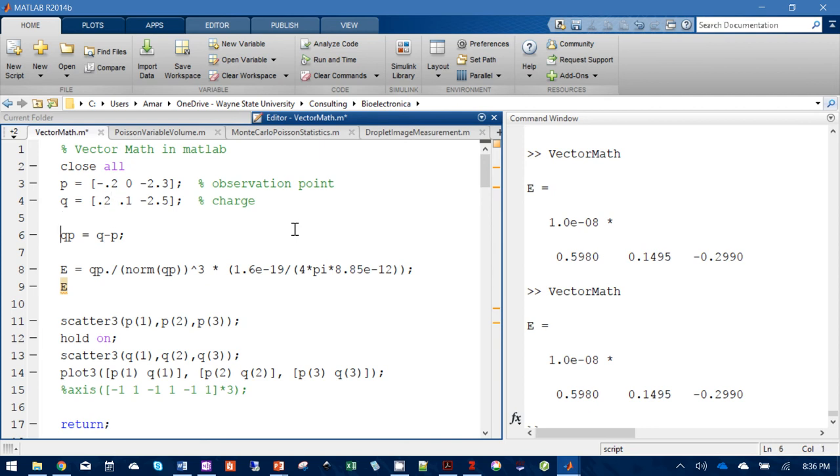QP, that vector that we have to calculate, should be P minus Q. So that vector QP is equal to P minus Q. This is the observation point minus where the charge is located. Remember that, because I was rusty on it. I switched them around sometimes by mistake too. Observation point minus the point where the charge is at.